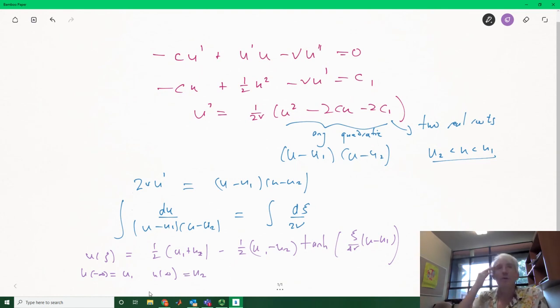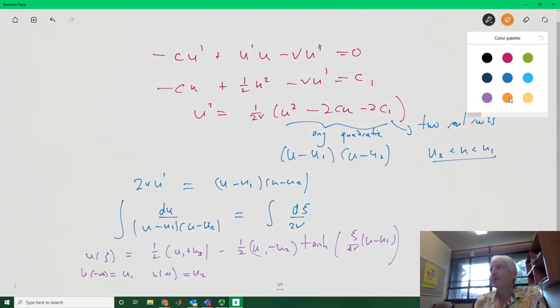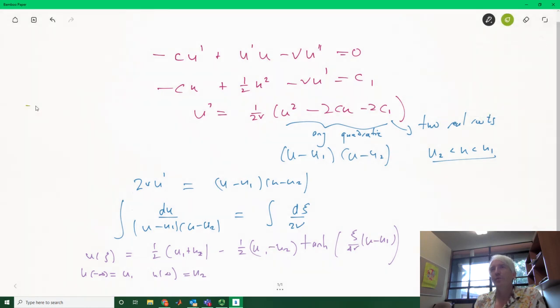We've got an exact solution for that travelling wave, and I can probably risk taking this crazy green colour. The solution looks like that. There's u2 and there's u1. It goes like that between the two. Not very exciting.